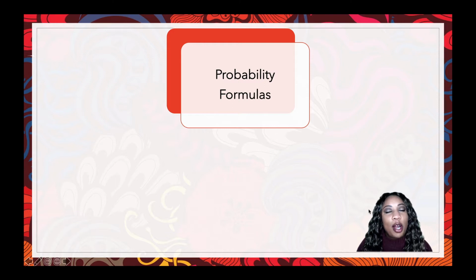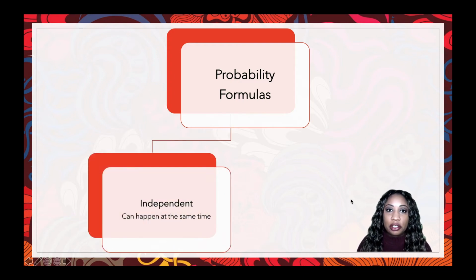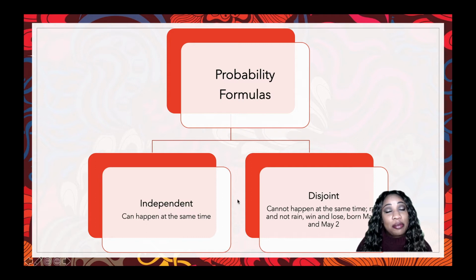So far, the problems that we have done don't necessarily need some of the probability formulas that other questions will. So let's take a look at some of the formulas that you will need to use for the other questions. So the first thing we have to do is decide if the formula is independent or disjoint. So independent means that the 2 events can happen at the same time. Disjoint means that they cannot happen at the same time.